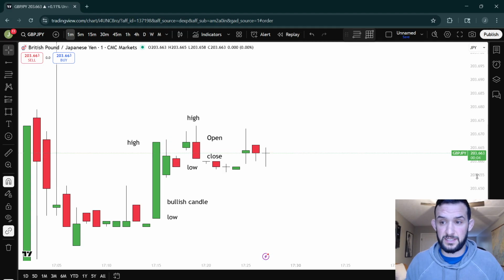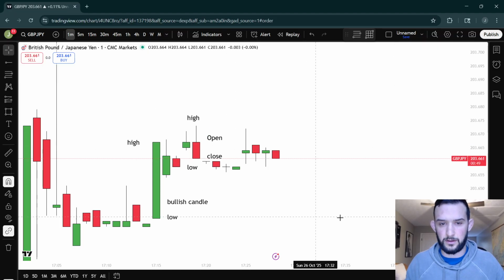And as you can see on the side, this is the price of the currency with the British pound against the Japanese yen. How much was the British pound worth compared to the Japanese yen? So this is Forex, but it doesn't exactly matter right now. We're learning about the candles and whatnot.